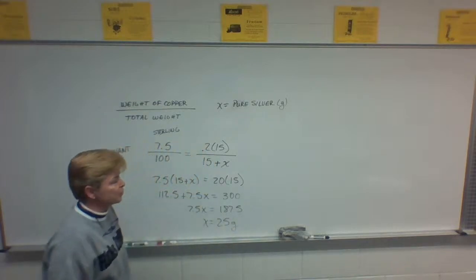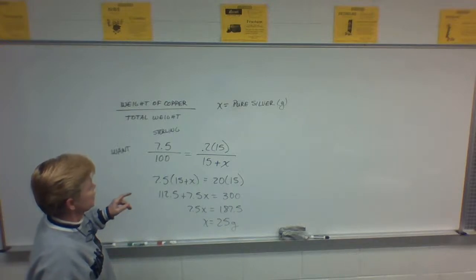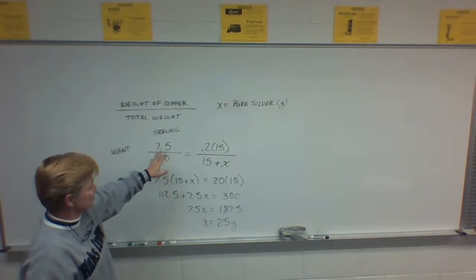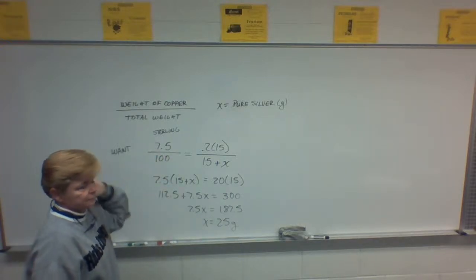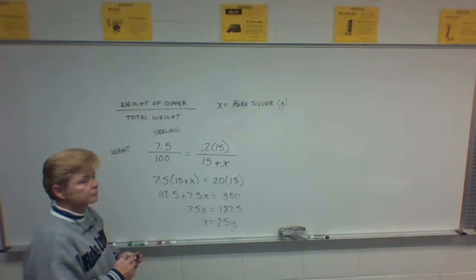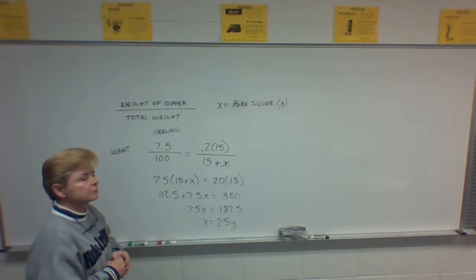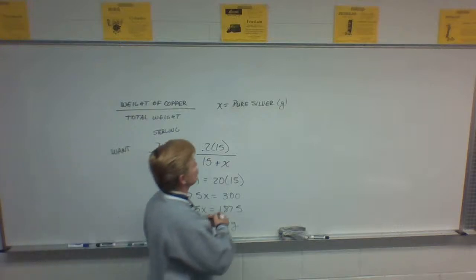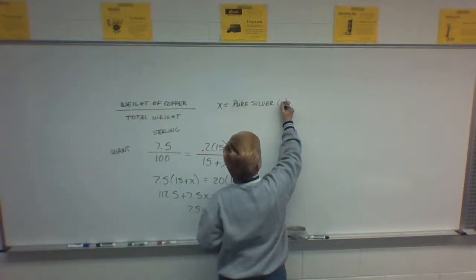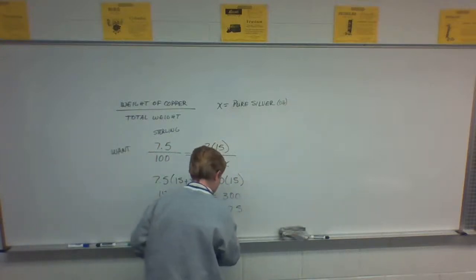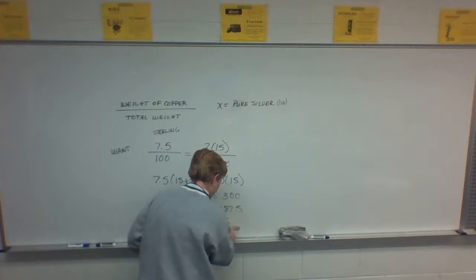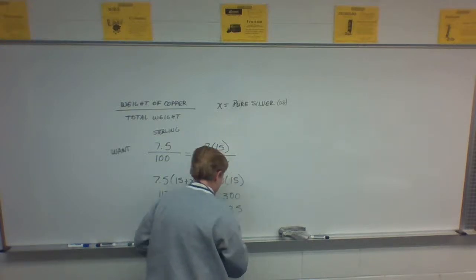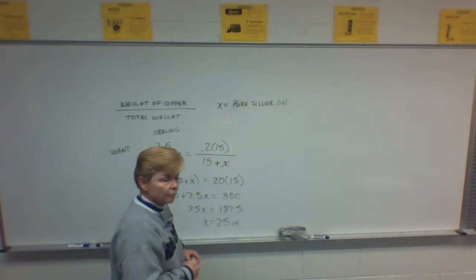We need 25 grams of pure silver to add to the 15 grams we already have to bring it up to this ratio. Actually, it's ounces, not grams. Oh, it's not grams? Sorry then. The whole thing's in ounces? There's not over a pound of pure silver. Yep.